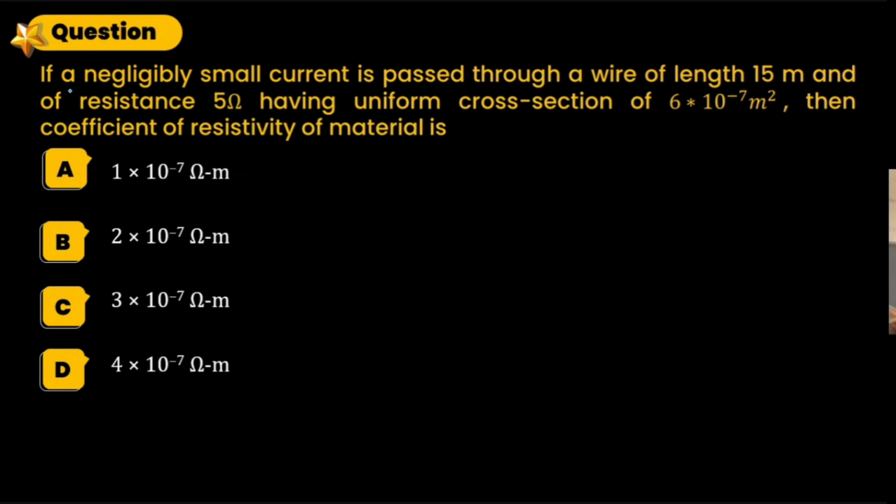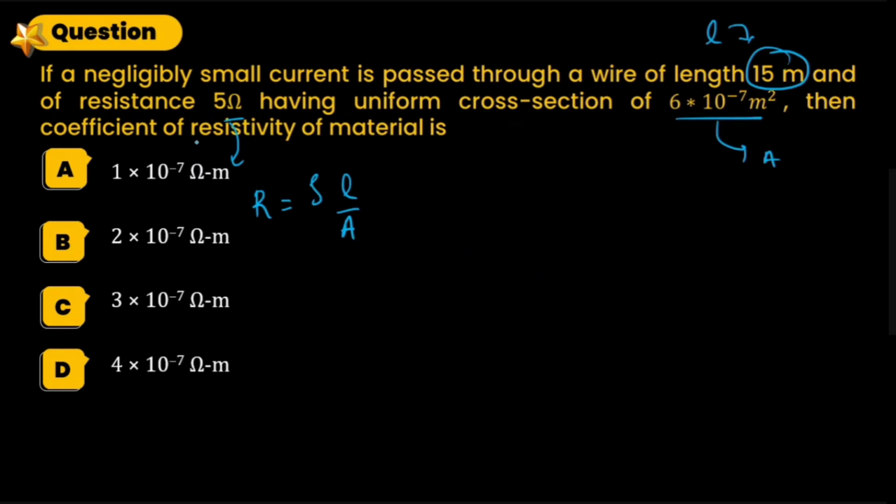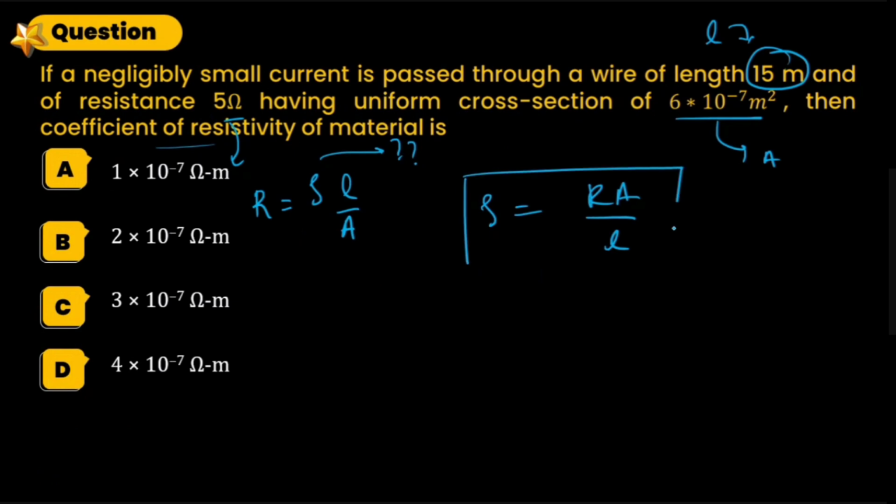So again, a similar question based upon a different way of solving, like actually putting in values. The length is given as 15 meters and the resistance is given as 5 ohms. Area is given this much. And the question asks what is the coefficient of resistivity, like what is rho? So rho would be RA by L. If you substitute the values given in the question, you'll get the value of rho and you can find the correct option.